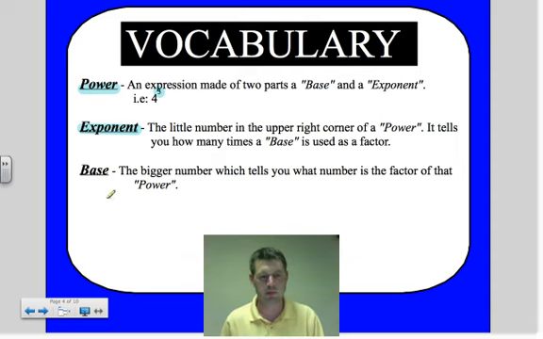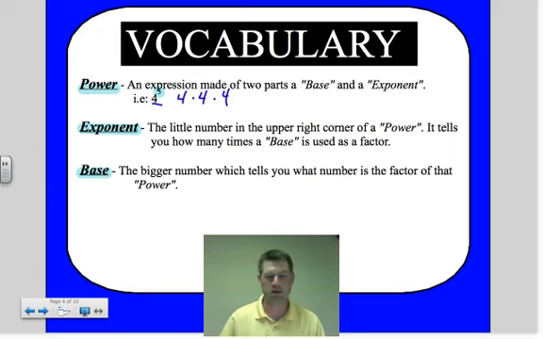which is the 4. So the base, as I said, was a 4 up there. That's a bigger number, which tells you what number is the factor of the power. So that 4 is the base. It just means how many times it's going to be written out. So just to go over that with you real quick, this is really like 4 times 4 times 4. And you can add that into your notes.